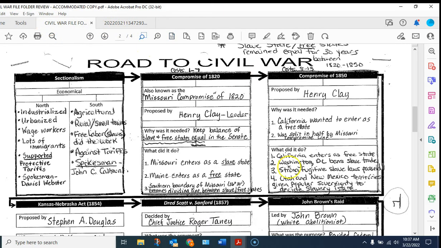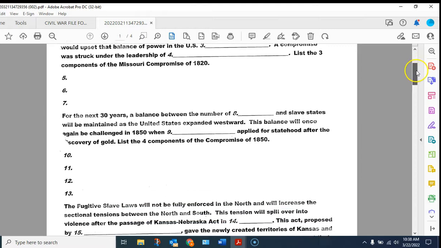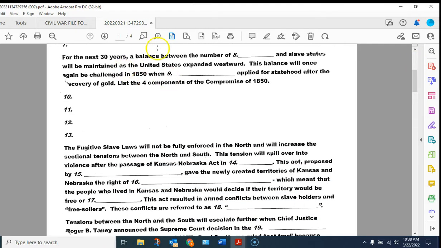All right, our next section, we're going to be answering questions 8 through 13. So back to our worksheet. For the next 30 years, a balance between the number of free and slave states will be maintained as the United States expanded westward. This balance will once again be challenged in 1850 when California applied for statehood after the discovery of gold. List the 4 components of the Compromise of 1850. And you're going to list those 4 components right there.